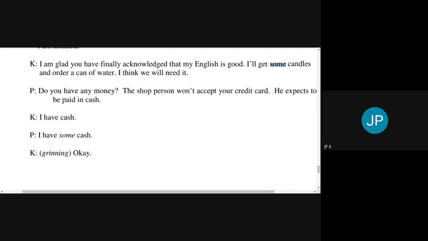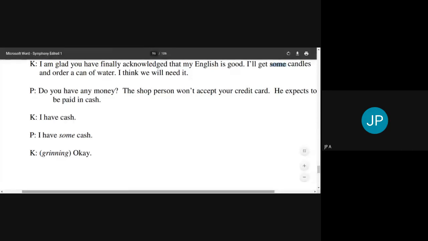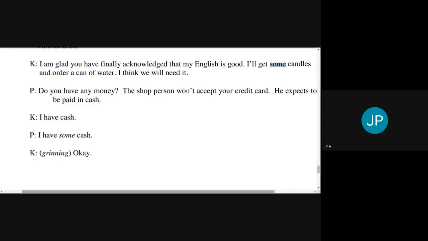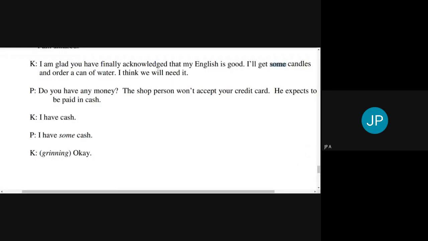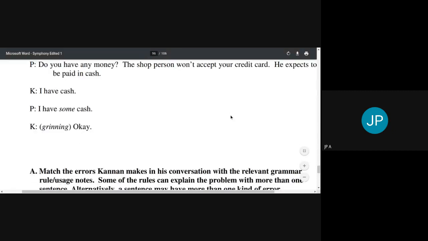So he says, I have cash. I have some cash. There should be a determiner. So it is called a determiner. There is some sugar in the bottle. Some, few, a little, many. These are all determiners. So such determiners should be used before cash, and that is the error that he makes.